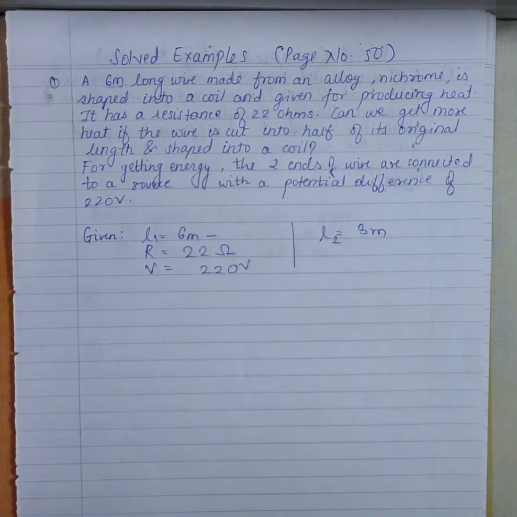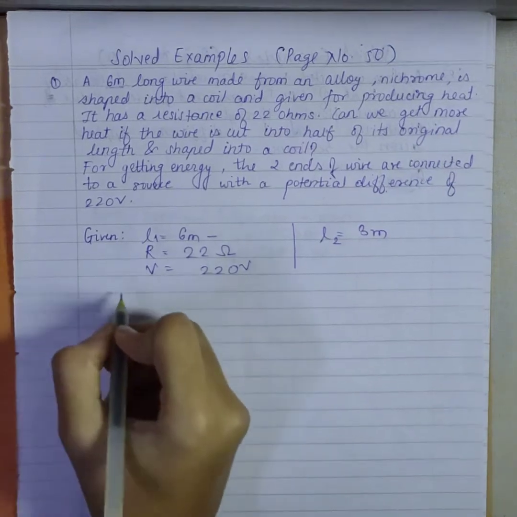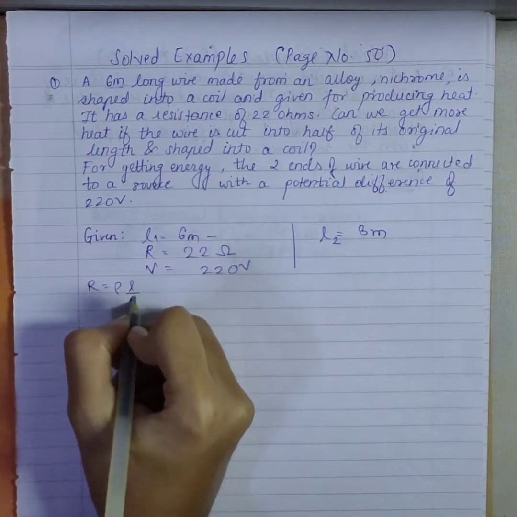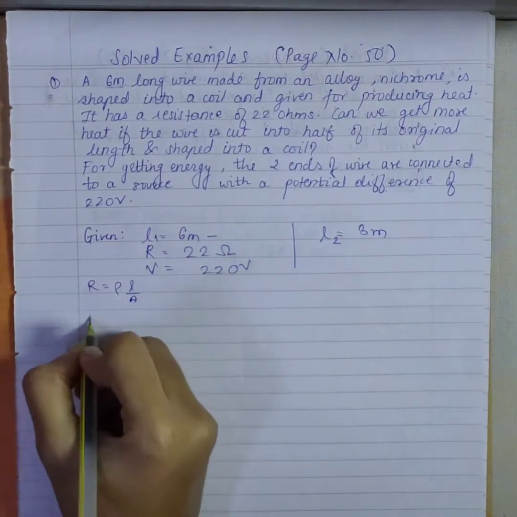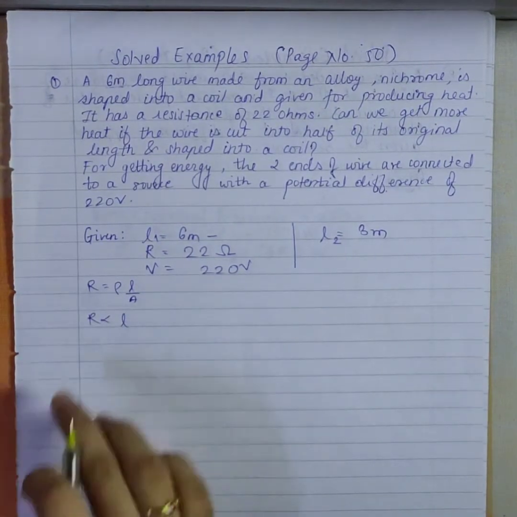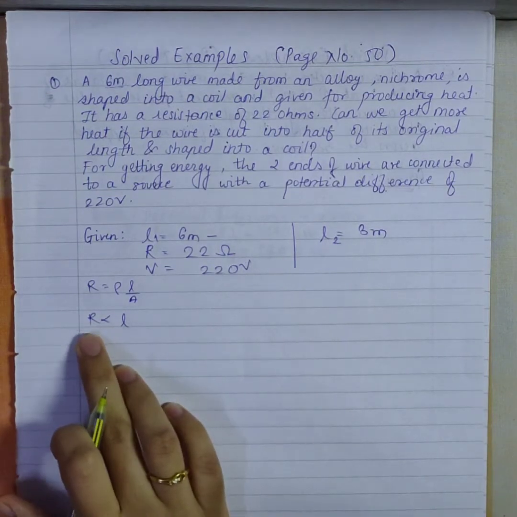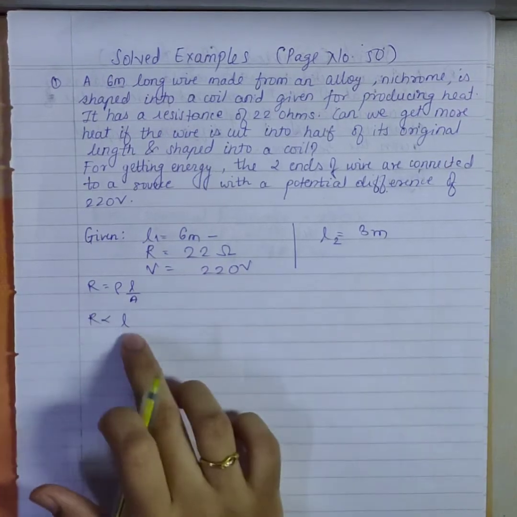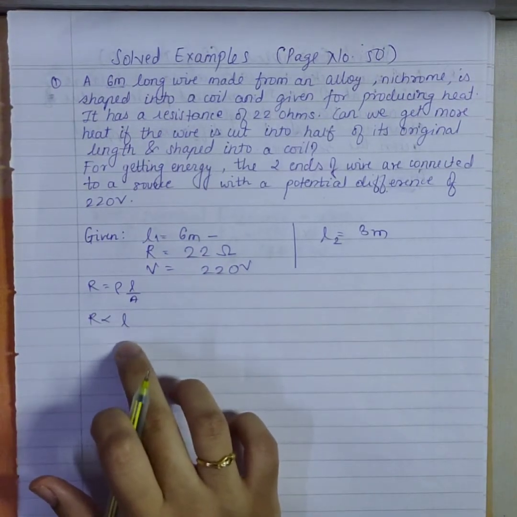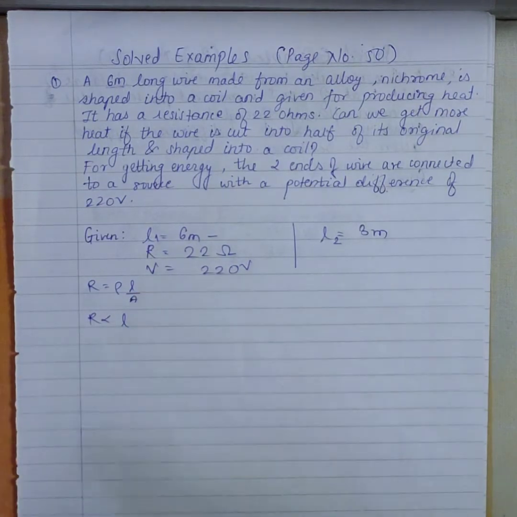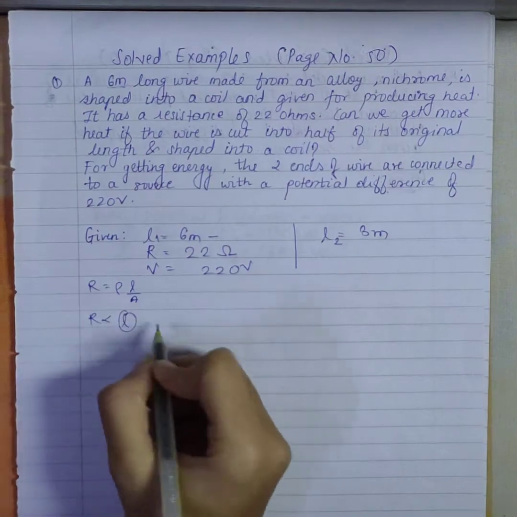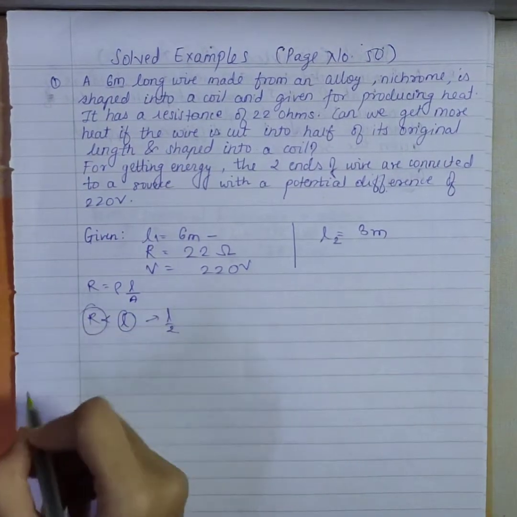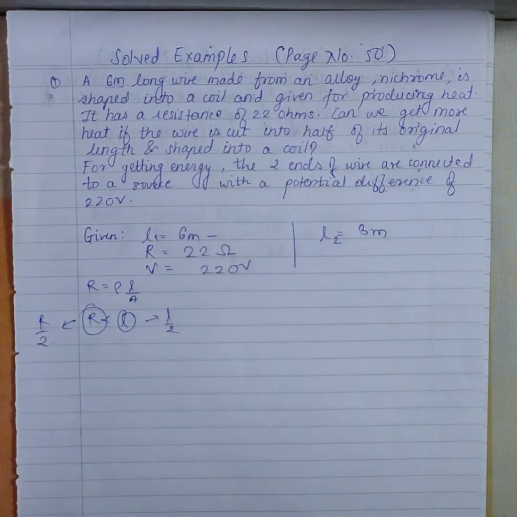Now we also know that there is a relation between resistance and length. We've learnt in your lower classes that R is equal to rho L by A, which means that R is directly proportional to length. If your length increases, resistance increases. So if I divide my length by 2, that is, I am breaking my wire into two halves. If my length becomes L by 2, what will my R become? R will also become R by 2.